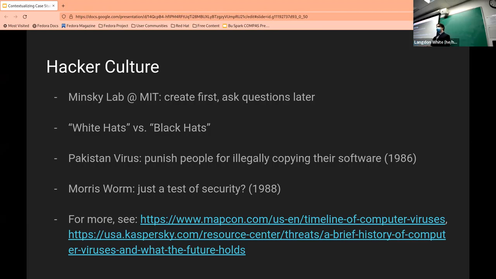Any other questions? Okay. So in 1986, there were a couple of brothers in Pakistan who would bootleg software. When they sold people this bootleg software, they would actually load it with viruses. They did this specifically because they wanted to punish the people who were trying to buy bootleg software. So there's a kind of vindictiveness to their activity, which I think is relevant to how they saw their own activity.